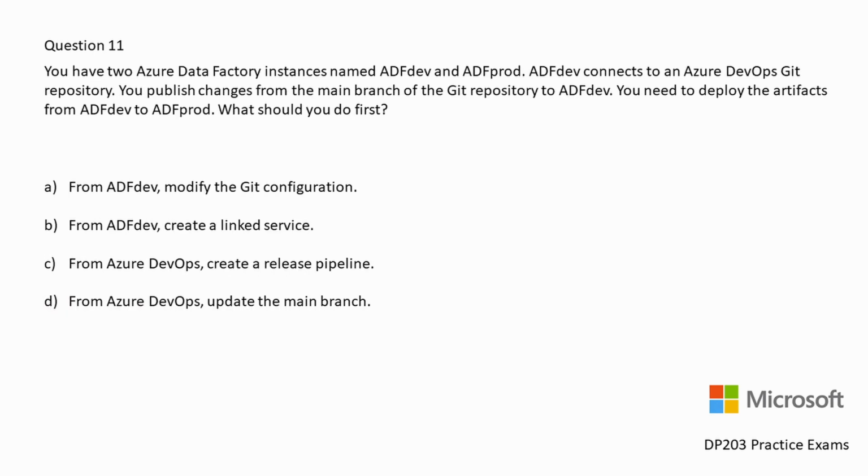You have 2 Azure Data Factory instances named ADF Dev and ADF Prod. ADF Dev connects to an Azure DevOps Git repository. You publish changes from the main branch of the Git repository to ADF Dev. You need to deploy the artifacts from ADF Dev to ADF Prod. What should you do first? A. From ADF Dev, modify the Git configuration. B. From ADF Dev, create a linked service. C. From Azure DevOps, create a release pipeline. D. From Azure DevOps, update the main branch.